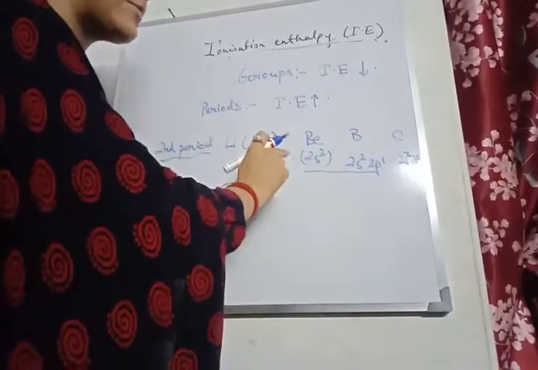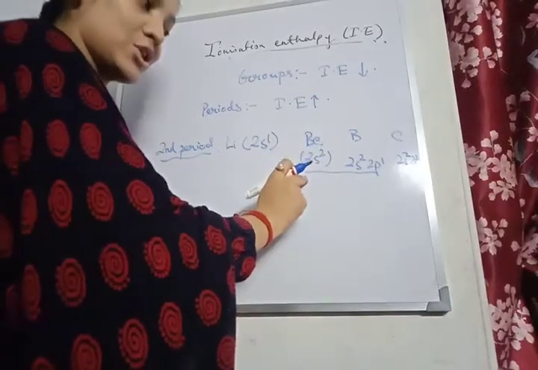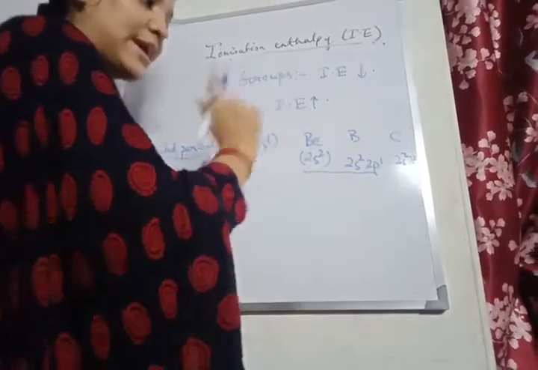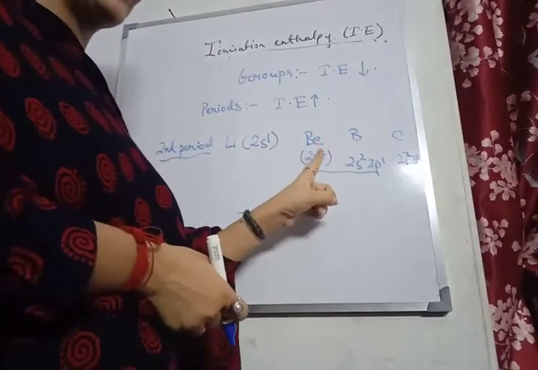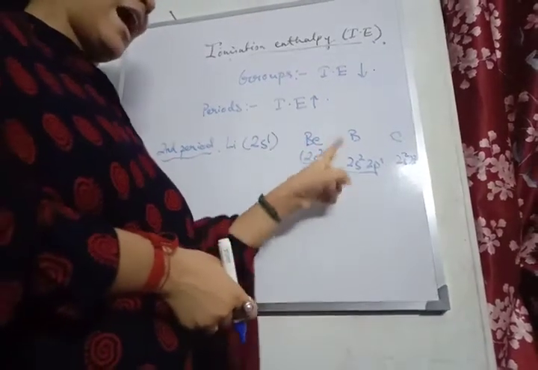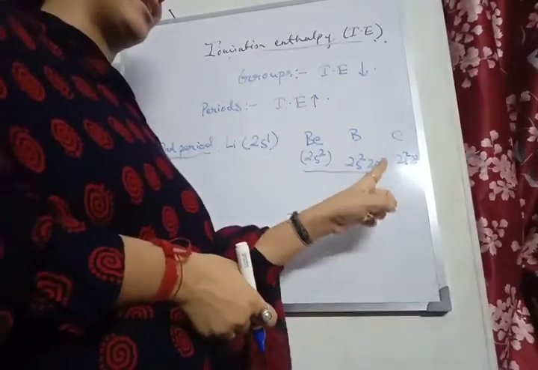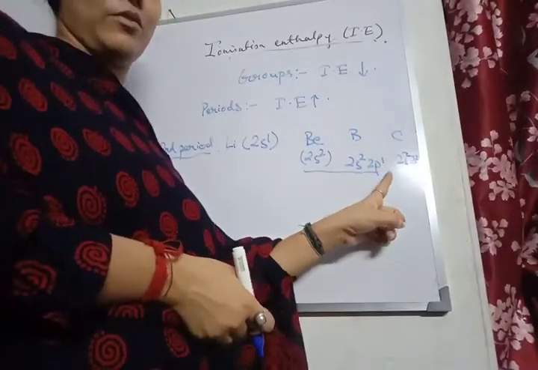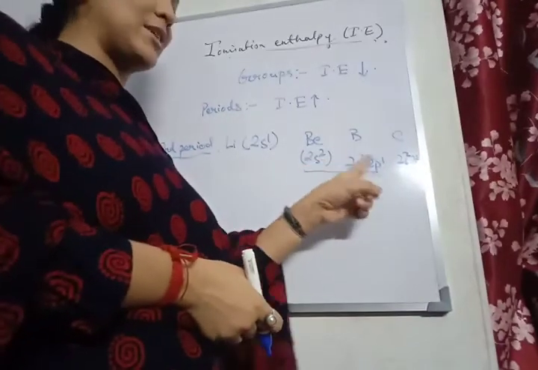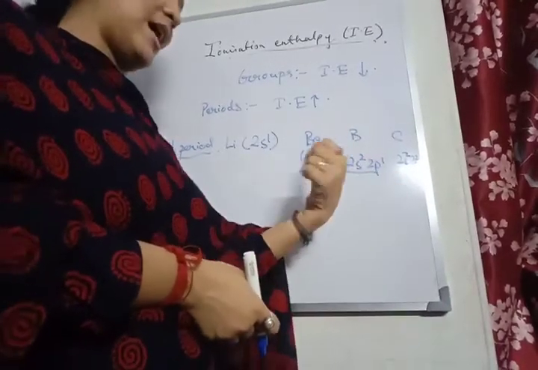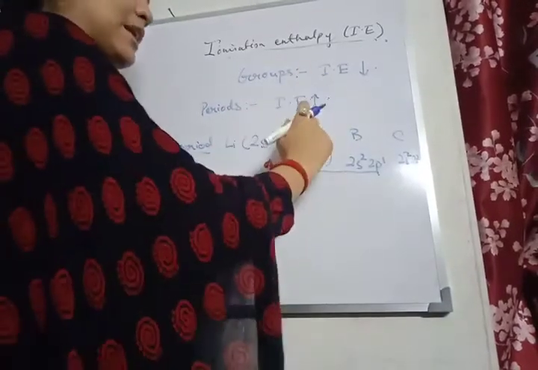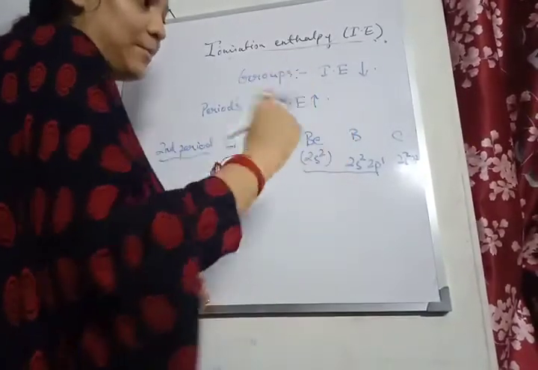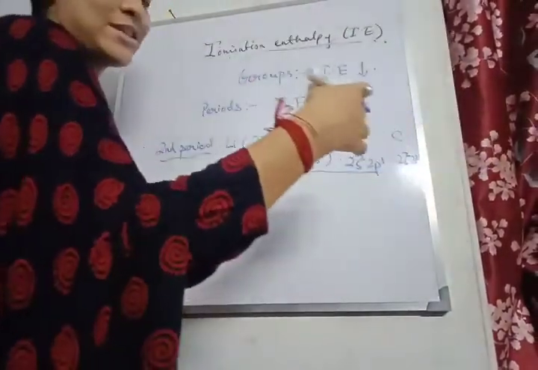Why is it decreasing? Because beryllium has a full-filled configuration. That's the first point. The second point is that the electron to be removed from beryllium is an s electron, which has more penetrating power, and here the electron to be removed is a p electron, which has less penetrating power. So definitely beryllium will require more energy than boron. And the other reason is the full-filled configuration. That's why from beryllium to boron, the IE is decreasing. Then again from boron to carbon, the IE is increasing because of the increase in effective nuclear charge.